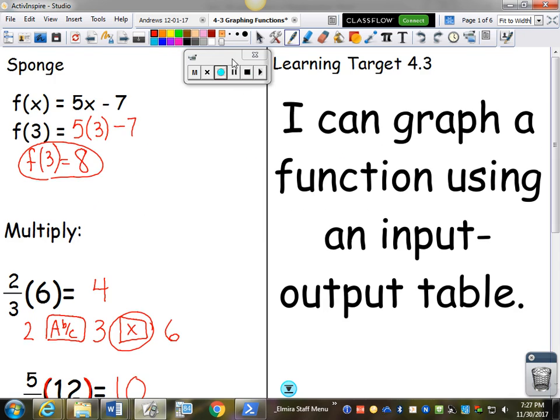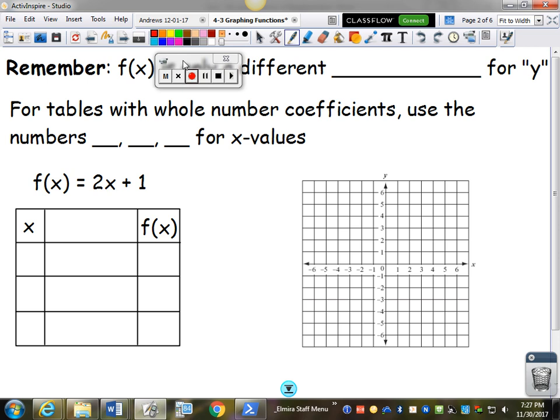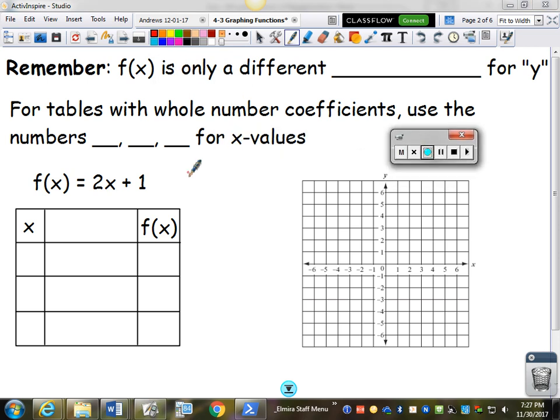Alright, our learning target for today is I can graph a function using an input-output table. Okay guys, this should look awfully familiar to you because really the only thing that's different this time is there's an f of x here instead of a y. You might have picked up your homework assignment and said, why is she giving this old homework assignment? We already did one that looks just like it. That's absolutely true. The difference is that there's an f of x out in front of it. So that's really the big difference here.